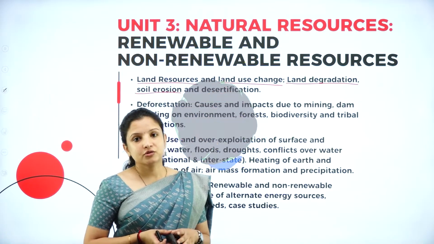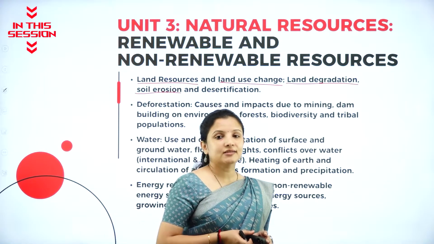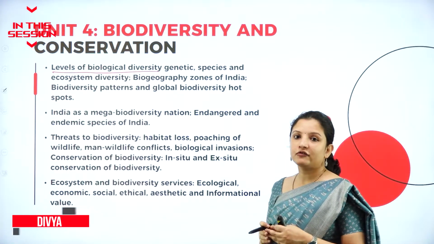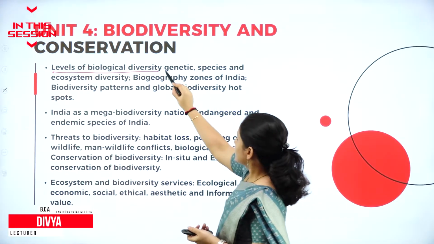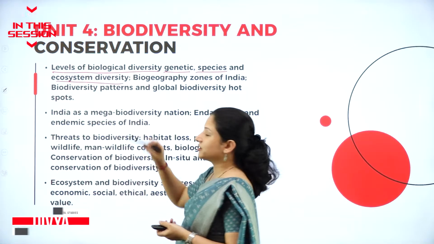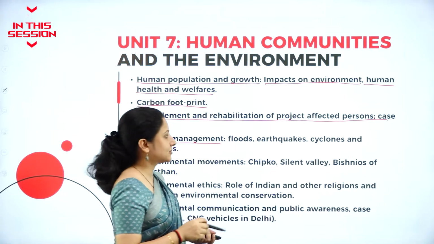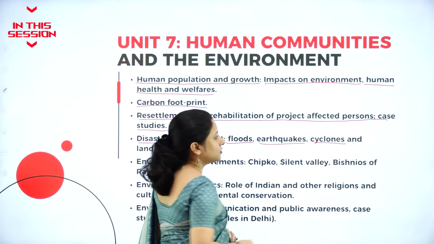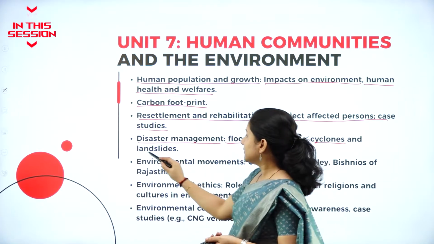So soil erosion is one of the important factors that is seen especially during the rainy season, wherein there is 3 levels of biodiversity: genetic diversity, species diversity and ecosystem diversity. How to manage disasters such as floods, earthquakes, cyclones and also the landslide.